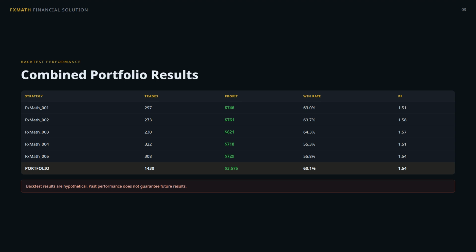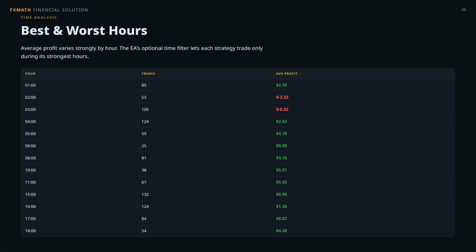Time of day matters. The best average profit appears at 6 a.m., while early morning hours around 2 a.m. were the weakest. This EA ships with an optional per strategy time filter, so you can set each strategy to trade only during its strongest hours, such as 5 to 6 and 8 to 10.